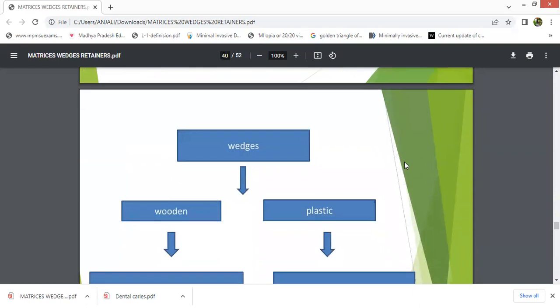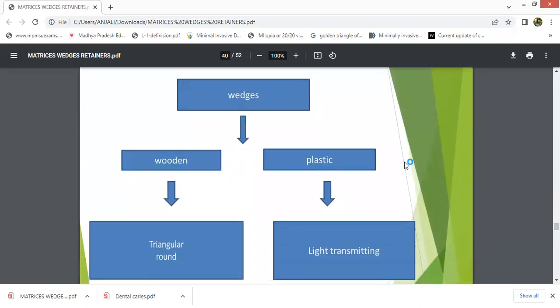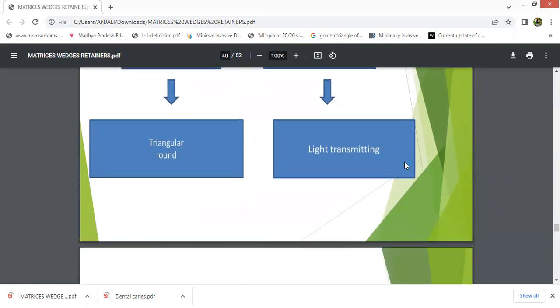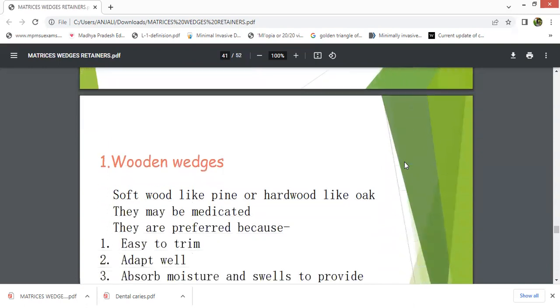So see the chart. Wedges are wooden or plastic. Next is, in wooden there are triangular and round, and plastic with light transmitted. So first is wooden wedges.